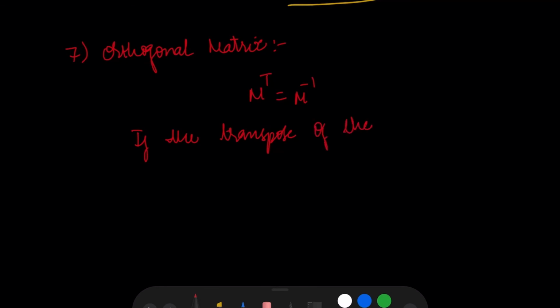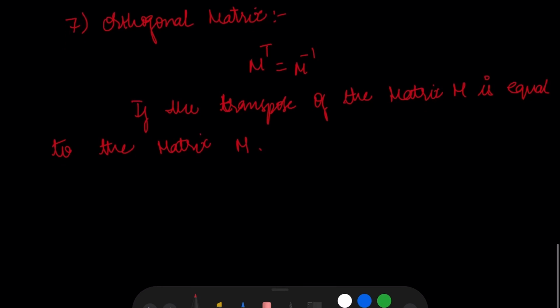Right? If the transpose of the matrix M is equal to the inverse of the matrix M, then these types of matrices are called orthogonal matrices. Right? So it has some properties. Let us talk about them. And these are important properties.